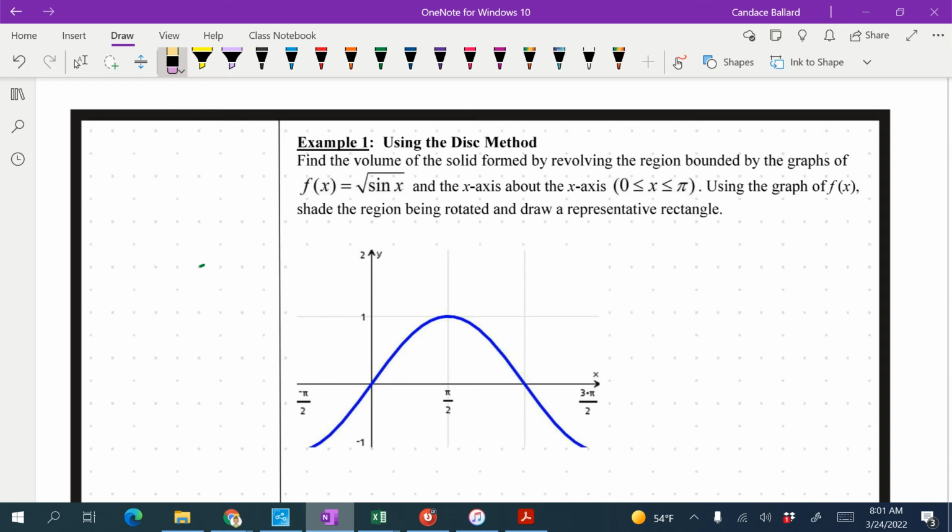In this video, we're going to continue topic 8.9. We were talking about volumes of revolution by the disk method. We're going to start with example 1 here, which says using the disk method.